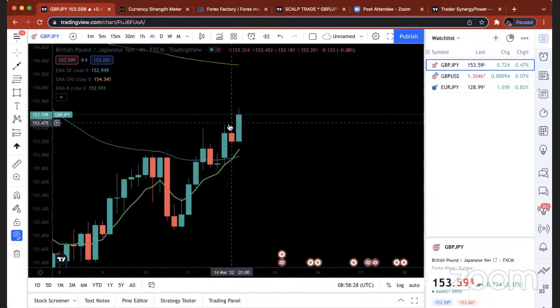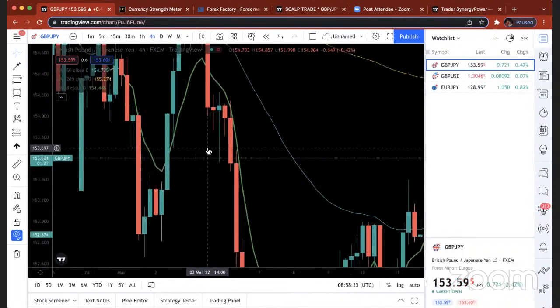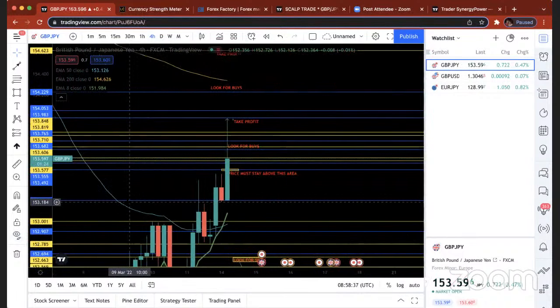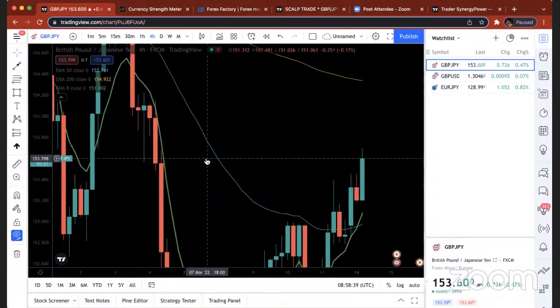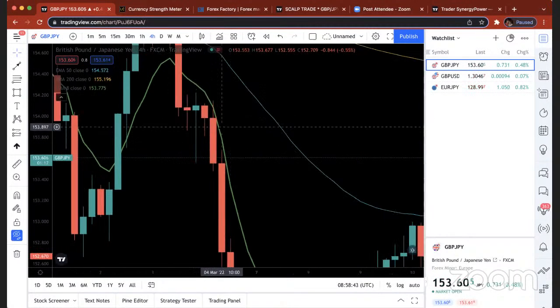4-hour pretty strong, broke the previous wicks. Now it's coming up. The reason why we're so close to entry is because we're coming up to this wick right here. What we're waiting for is to see this 4-hour close above this 4-hour wick so we can get into this clean traffic right here.